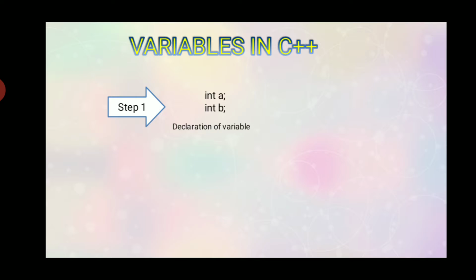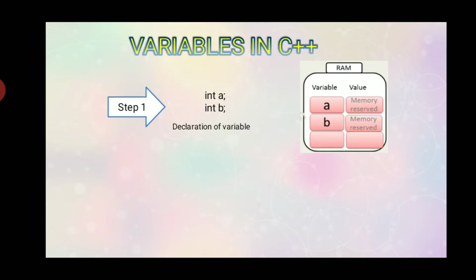So declaration, how we can do it: int a, int b. What is this int? Int is actually the type of variable I'm declaring. I'm declaring it as integer type. And what does it mean when you are declaring a variable?